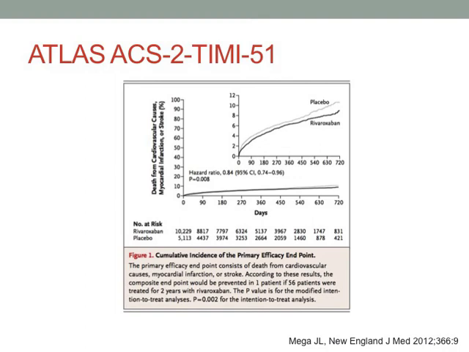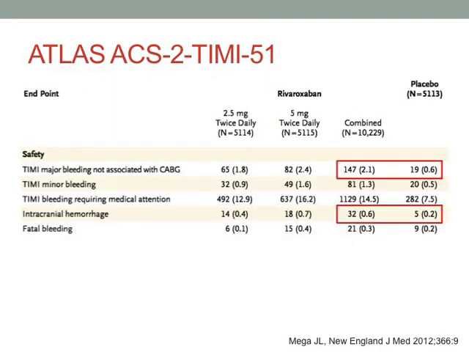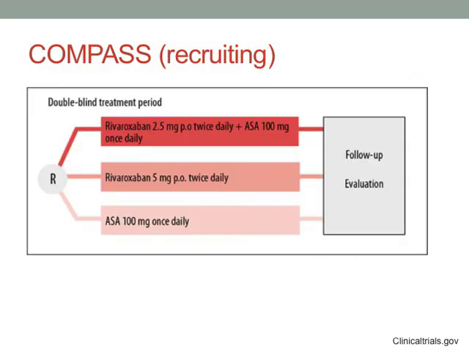And so you can see here the Kaplan-Meier curve showing favoring rivaroxaban in preventing events, with some increased bleeding, so increased TIMI major bleeding not associated with CABG, and increased intracranial hemorrhage, but overall non-significant increases in fatal bleeding. So that's where we are now with acute coronary syndrome.